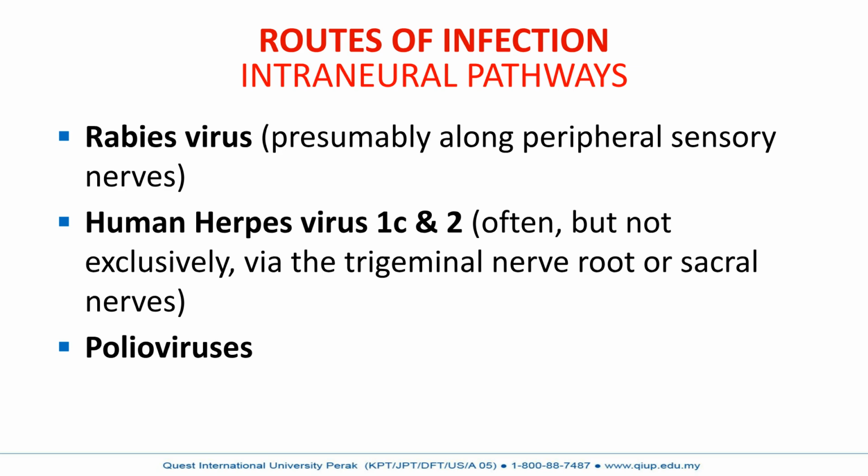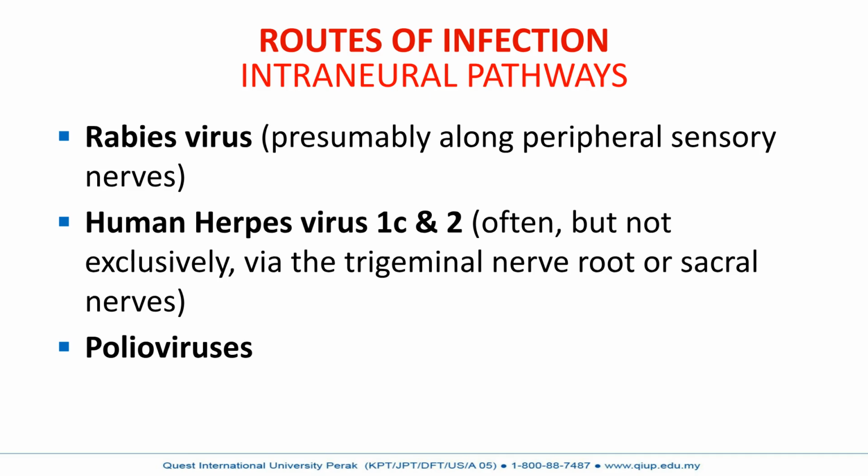Herpes simplex viruses, HSV1 and HSV2, also use intraneural spread. HSV1 typically establishes latent infection in the trigeminal nerve ganglion after primary oral infection and can reactivate to cause herpes encephalitis. Polioviruses also use neural pathways, though polio is now rare due to vaccination. The virus would travel from the gastrointestinal tract to motor neurons in the spinal cord.